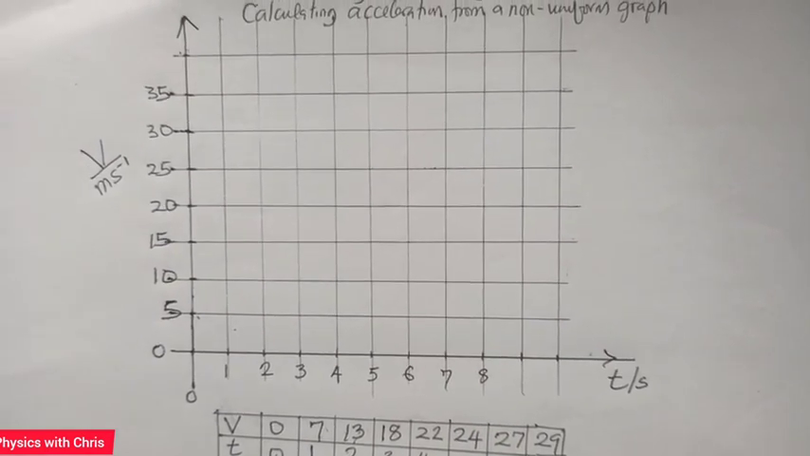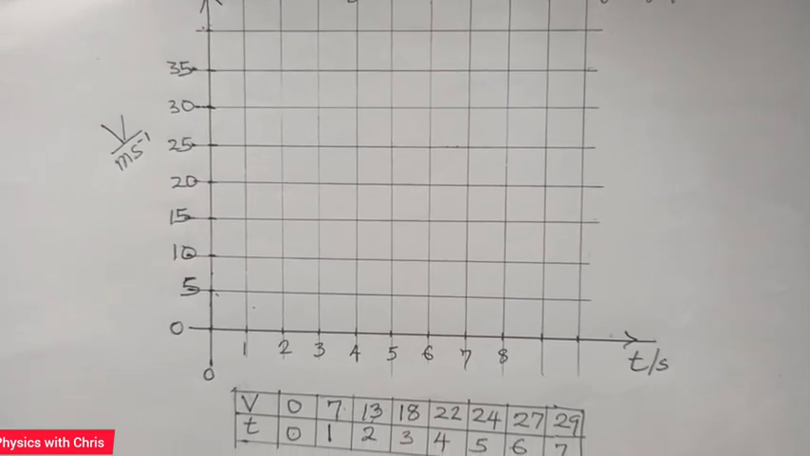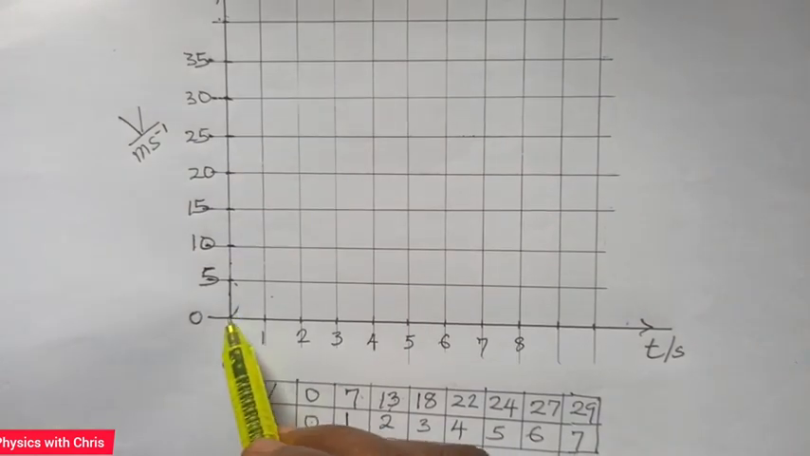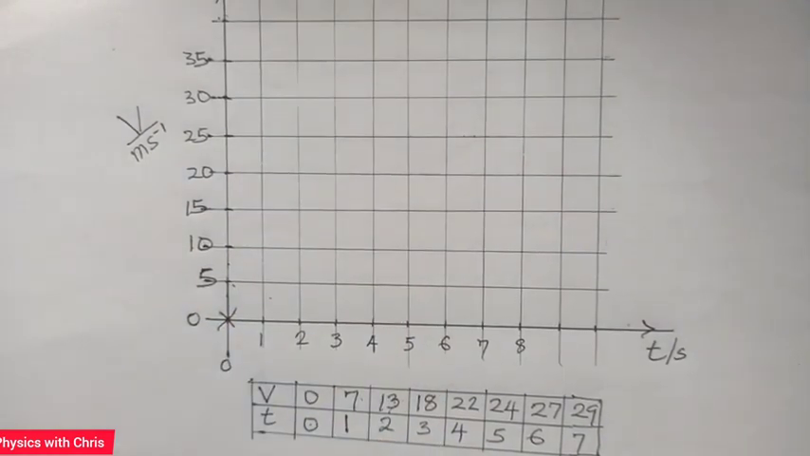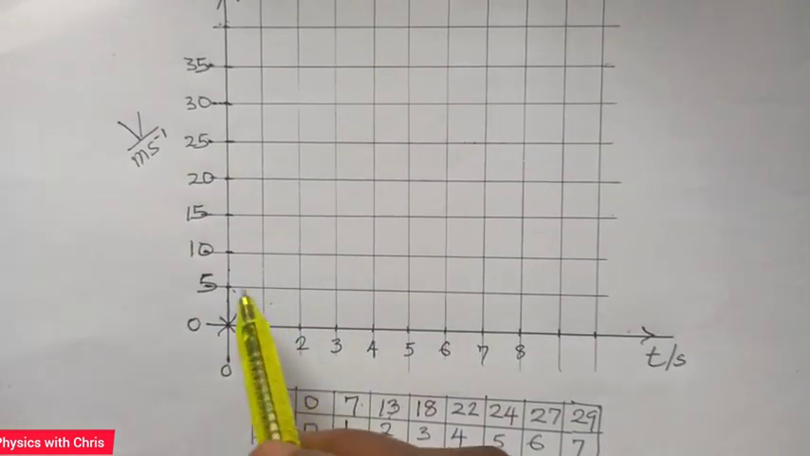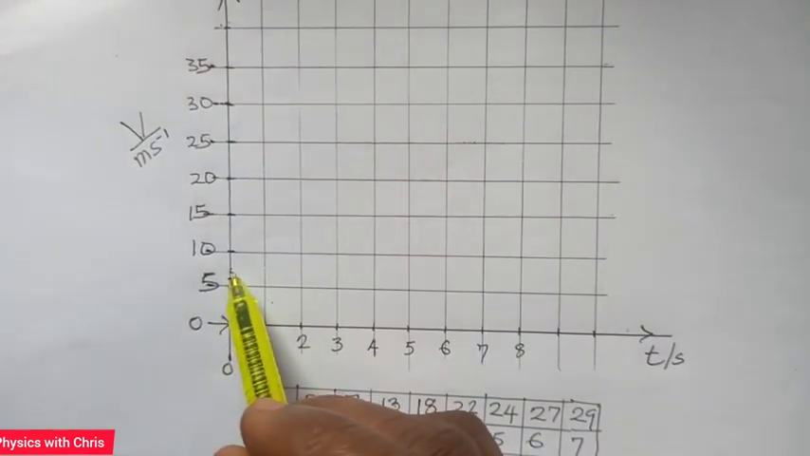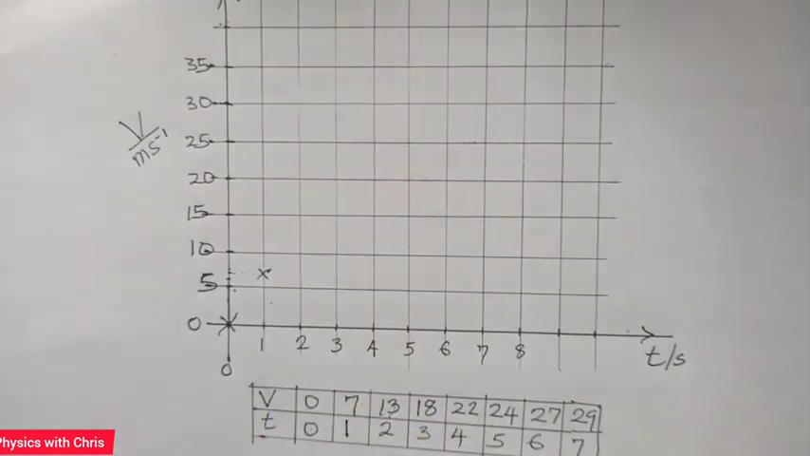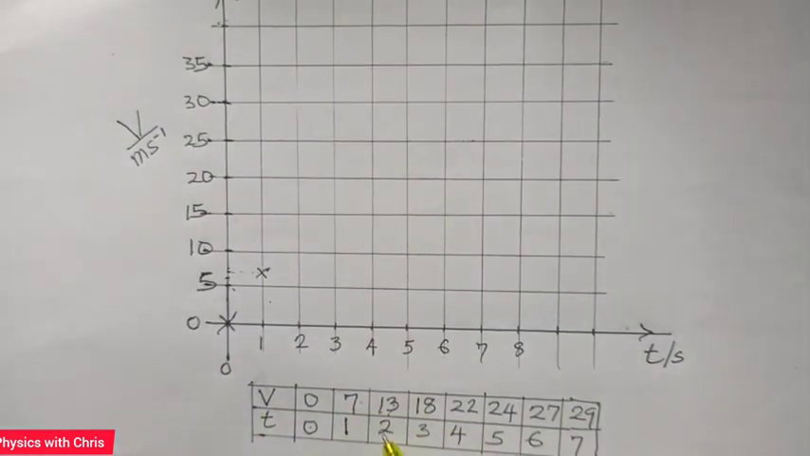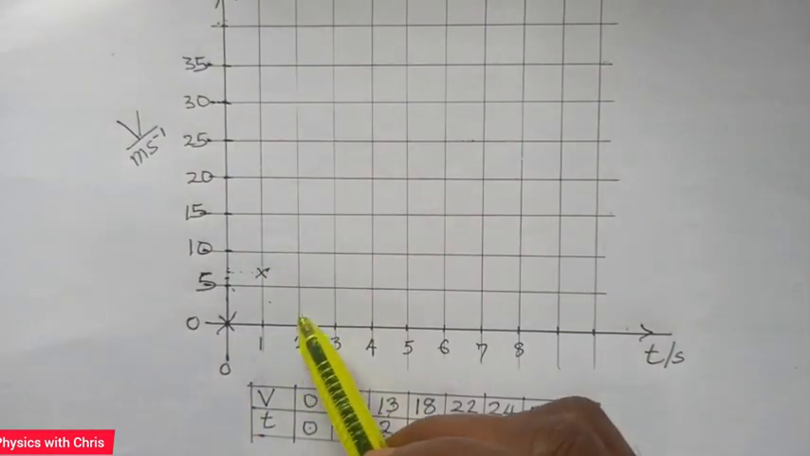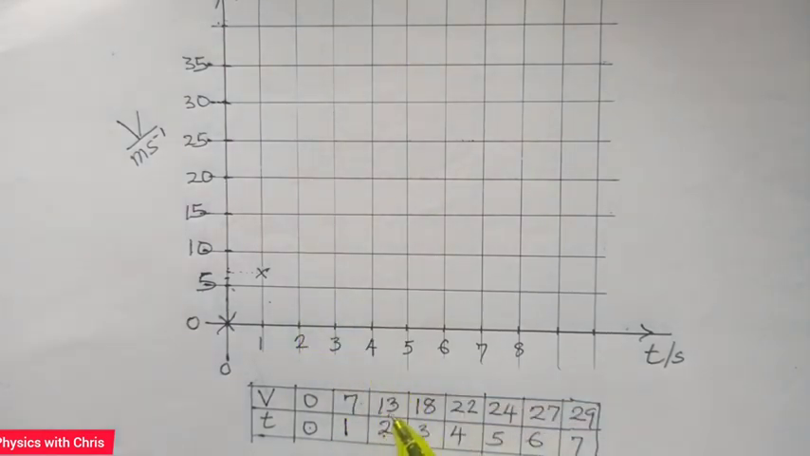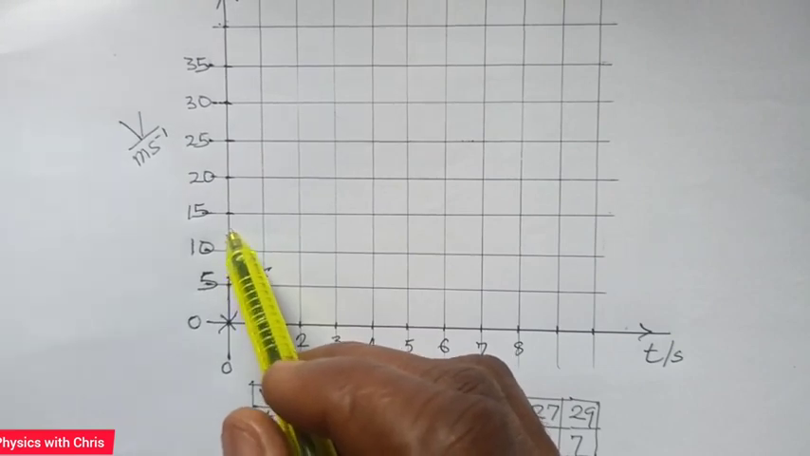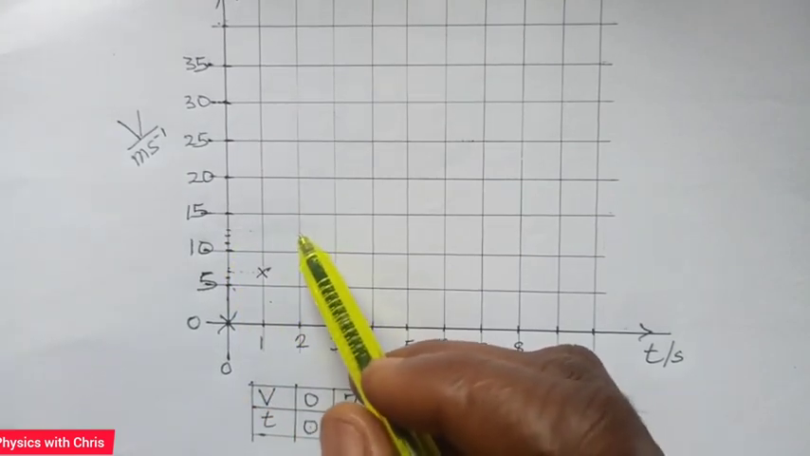So let's plot these values on our graph space. At t equals 0, I plot it here because velocity is 0. When time is 1 second, 7 meters per second is here. I plot here at 7. For t equals 2 seconds, the speed is 13. This is 10, 11, 12, 13. So I plot that against 2 around here.